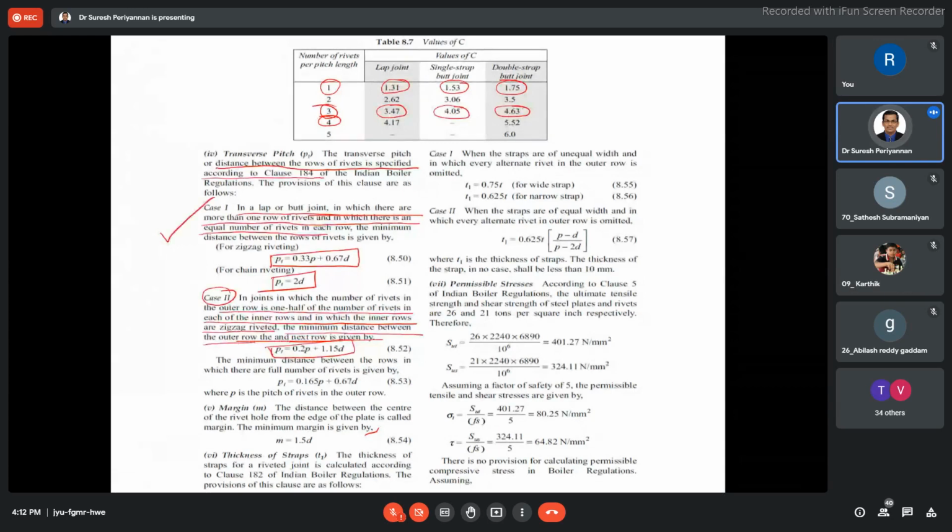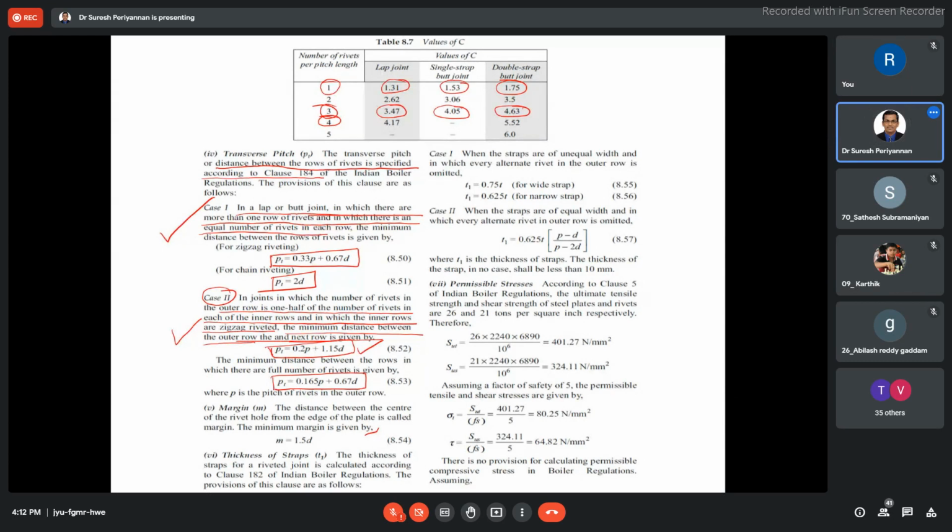outer row, but in case 2 they considered the outer row. That's all. Now the minimum distance between the rows of full number of rivets is a standard. In the problem it has to be given, and even when we design, we have to take it from the table. This information should be given in the problem.